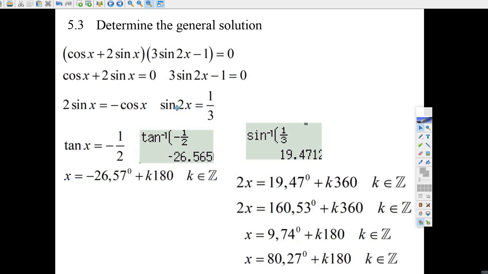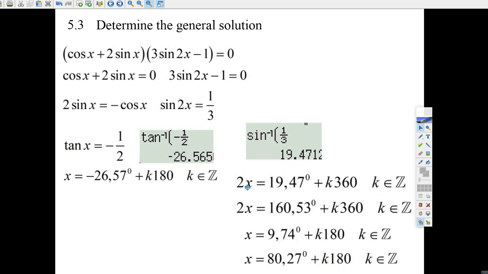For the sine one, hey, we've got sine 2x equals 1/3. Ask your calculator what angle goes with 1/3. Shift sine of 1/3. It's 19.47 degrees, and it repeats itself every 360 degrees. So 2x equals that. Now the secret with sine, though, is it works with that angle and 180 minus that angle. So there's my two general solutions.